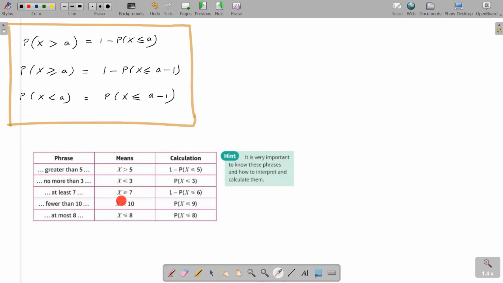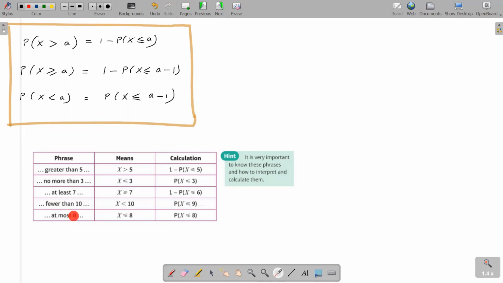So how do you get the probability x is greater than or equal to 7 from the cumulative table? I think you can see I can go with the second rule: probability x greater than or equal to a is 1 minus probability x is less than or equal to a minus 1. Can you see that they have used the rule here? a is 7, so 1 minus probability x is less than or equal to 7 minus 1. That's how it became a 6, guys. This is clear. Okay, next one, fewer than 10.